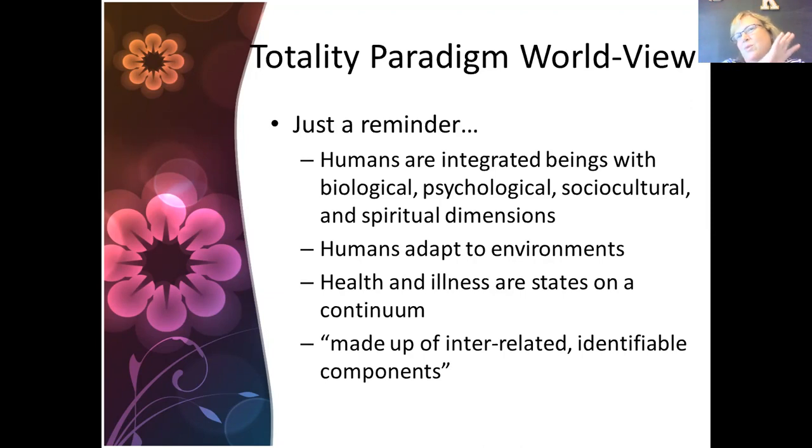So there's a range between health and illness. And that we're made up of interrelated, identifiable components. So they would still say within totality, the theorists would still say they have a holistic perspective, but within that holism, when we look at all of the parts as they're related, we can separate out the parts. And you remember when we get to simultaneity, that's really differentiated because within a simultaneity perspective, the belief is that we are indivisible. We cannot talk about one part without another.